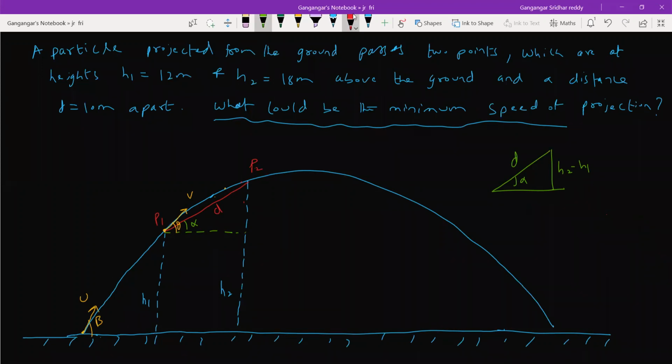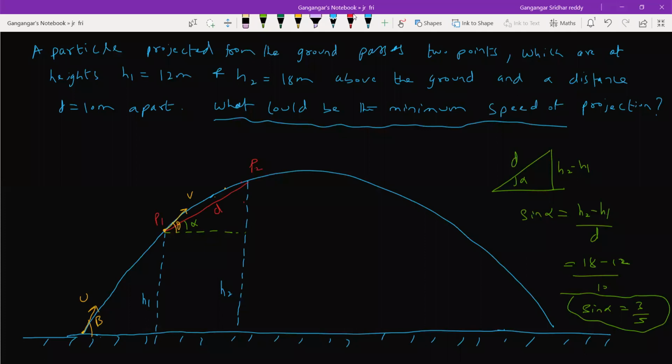Okay, now you take the sine alpha. So sine alpha is (18 minus 12) by 10. So 3 by 5. So we know the sine alpha value: sine alpha equal to 3 by 5. Keep it here. It's going to help us a lot.